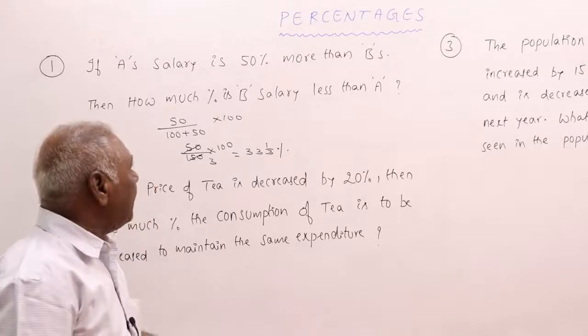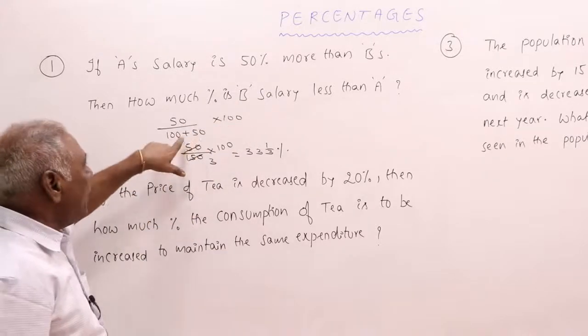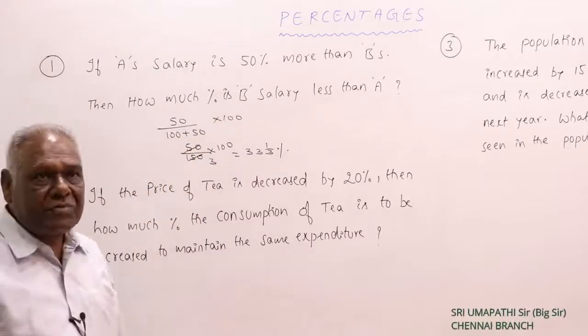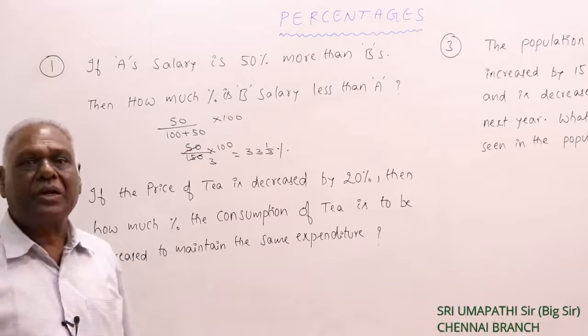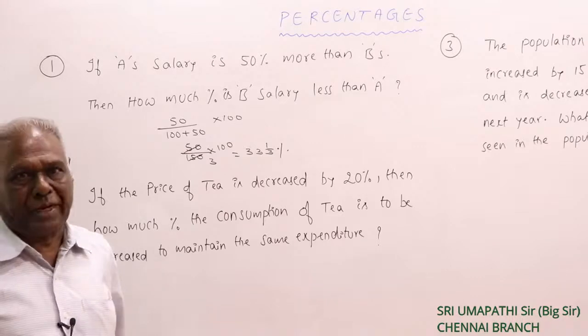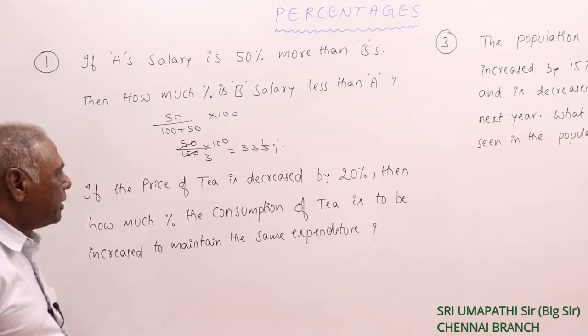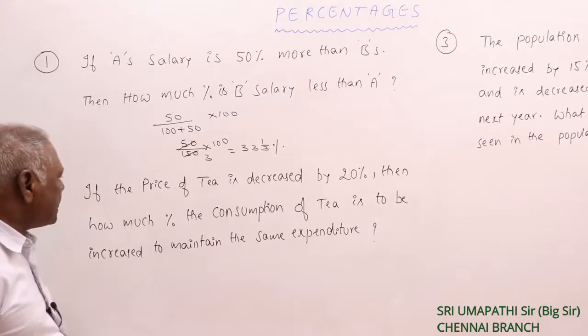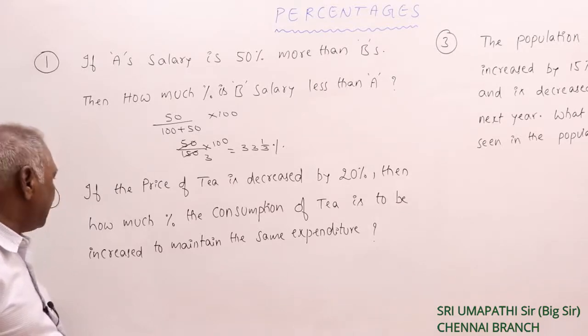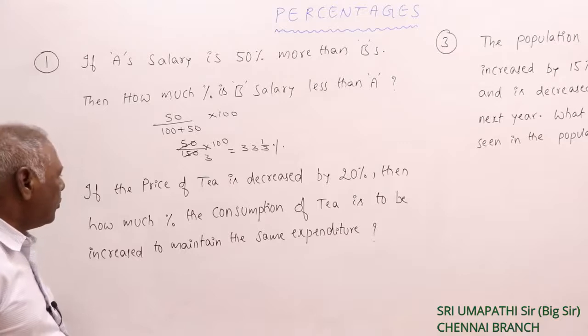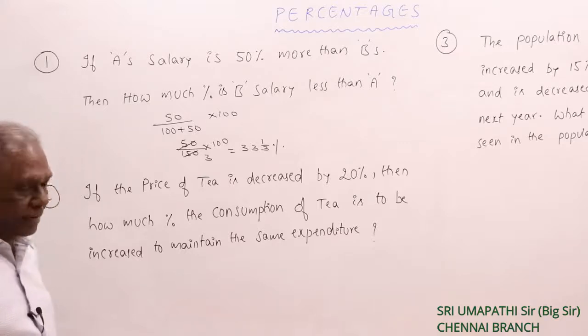So please remember, more is given, so 100 plus R. Less is given, 100 minus R. So that you can very easily remember. Now, if the price of tea is decreased by 20%, then how much percentage the consumption of tea is to be increased to maintain the same expenditure?